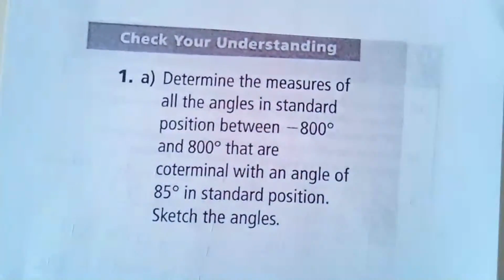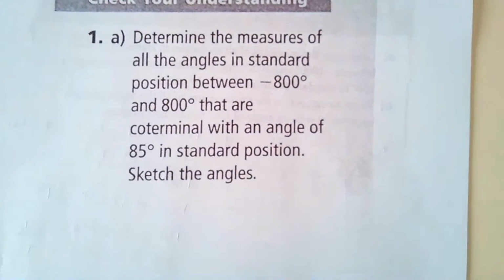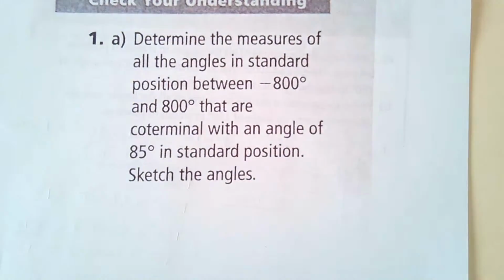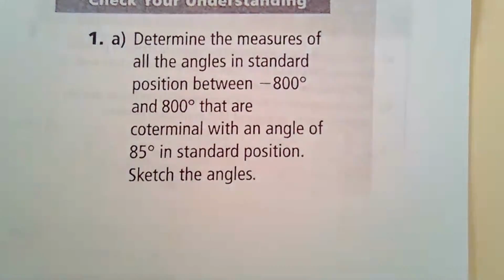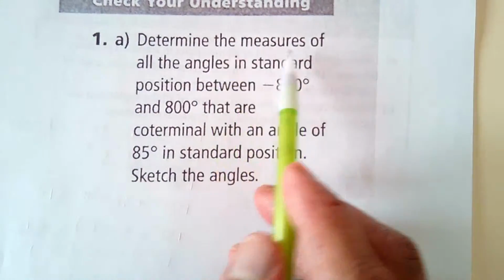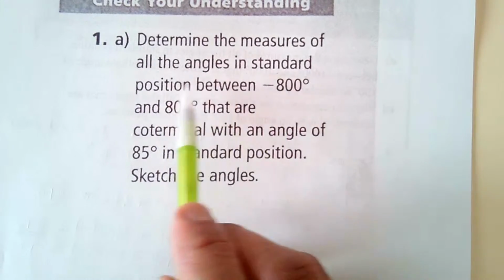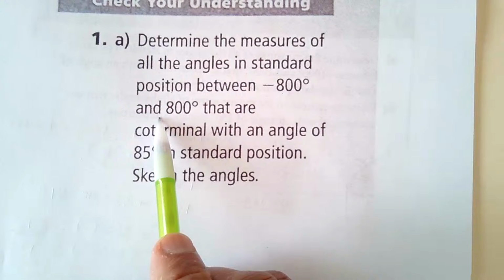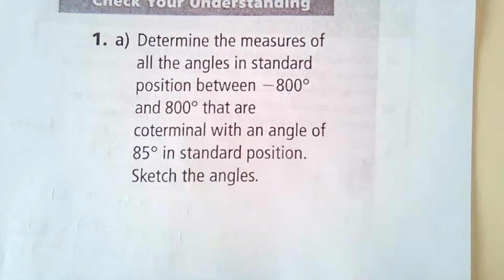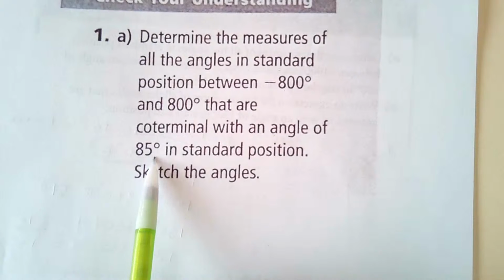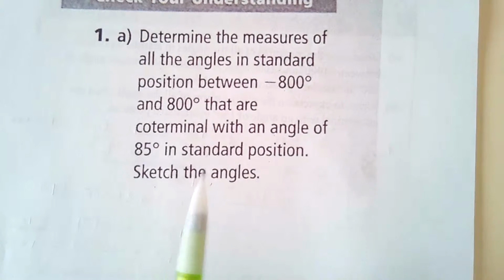Okay, now we've done that, let's look at your assignment from the previous class. Check your understanding. This question is from your textbook. Determine the measure of all angles in standard position between negative 800 degrees and positive 800 degrees that are coterminal with an angle of 85 degrees in standard position. Sketch the angles.